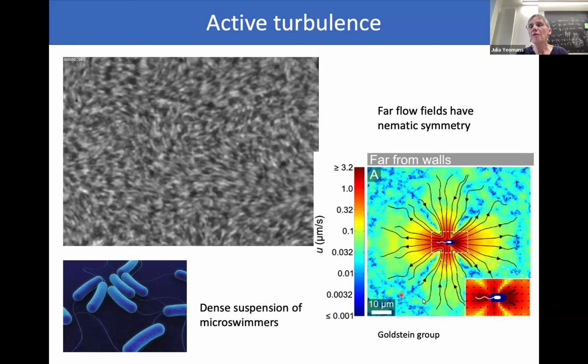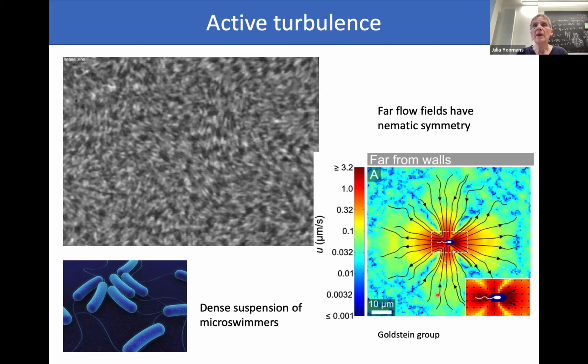These are the far flow fields. And you can see they have a very special symmetry. It's nematic symmetry, right? You've got this special axis, but this direction and that direction are the same if you're considering the far flow fields. This is real experiments from Ray Goldstein's group, very famous experiments. So that's the extra thing we have to put in. These extra flows, which have nematic symmetry, will give you an extra stress and extra forces in the fluid.